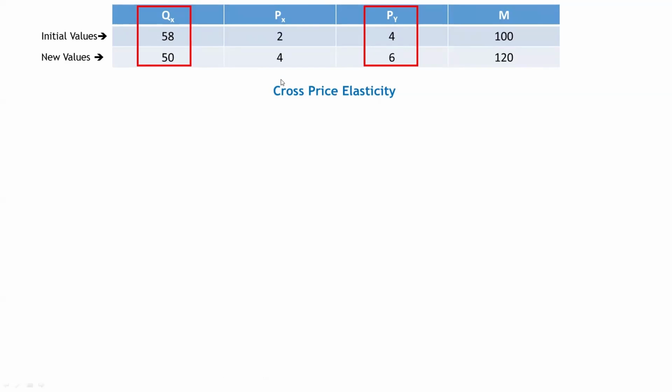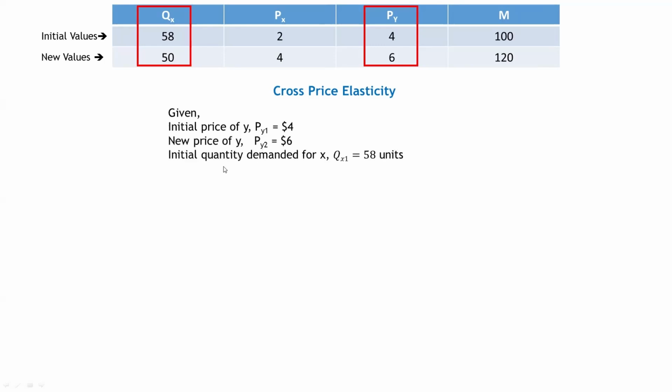In table, if price of Y rises from $4 to $6, quantity demanded for X falls from 58 units to 50 units. Now we can proceed as follows to measure cross-price elasticity. According to the table, initial price of Y, PY1, equals $4. New price of Y, PY2, equals $6. And initial quantity demanded for X, QX1, equals 58 units. New quantity demanded for X, QX2 equals 50 units.